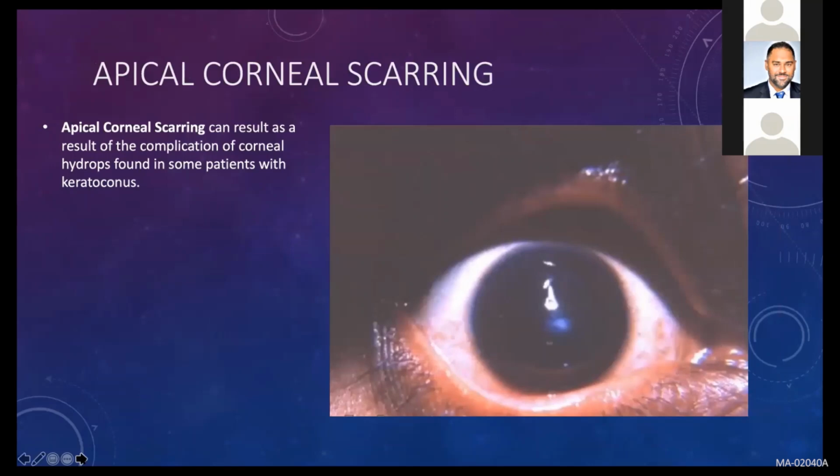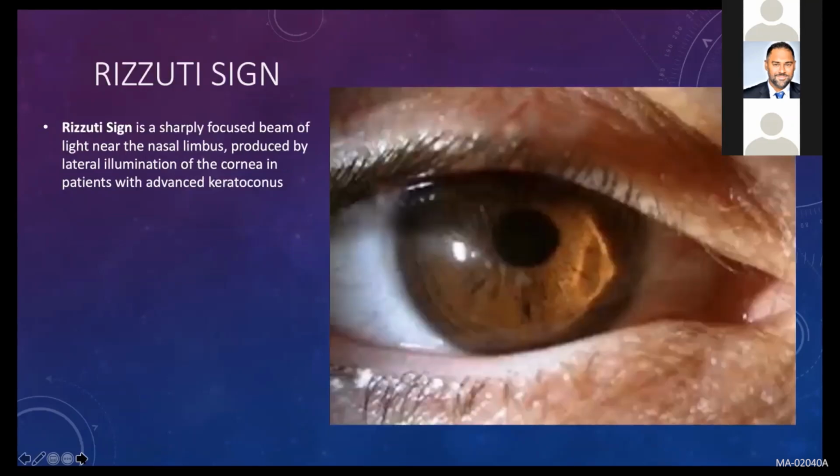Apical corneal scarring, which is faintly shown in this photo, can result as a complication of corneal hydrops, which are found in some patients with keratoconus. And lastly, Rizzuti sign is a sharply focused beam of light near the nasal limbus, which is produced by lateral illumination of the cornea in patients with advanced keratoconus.